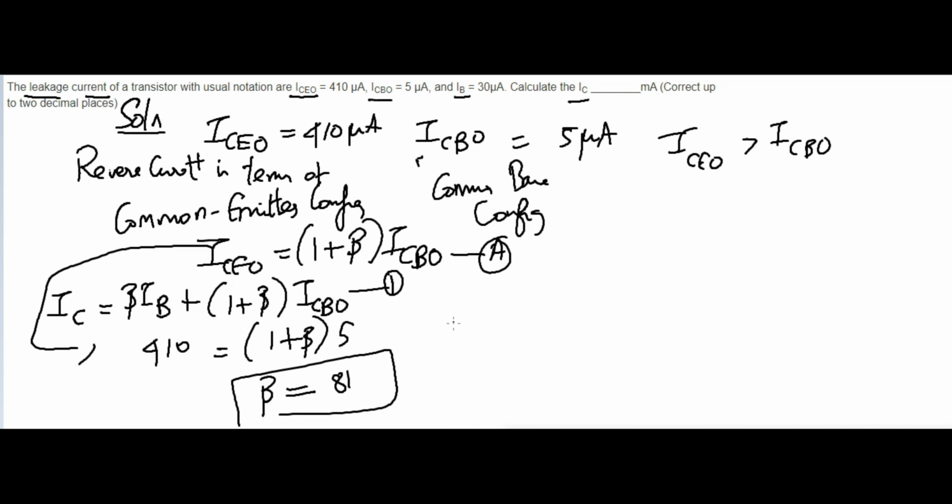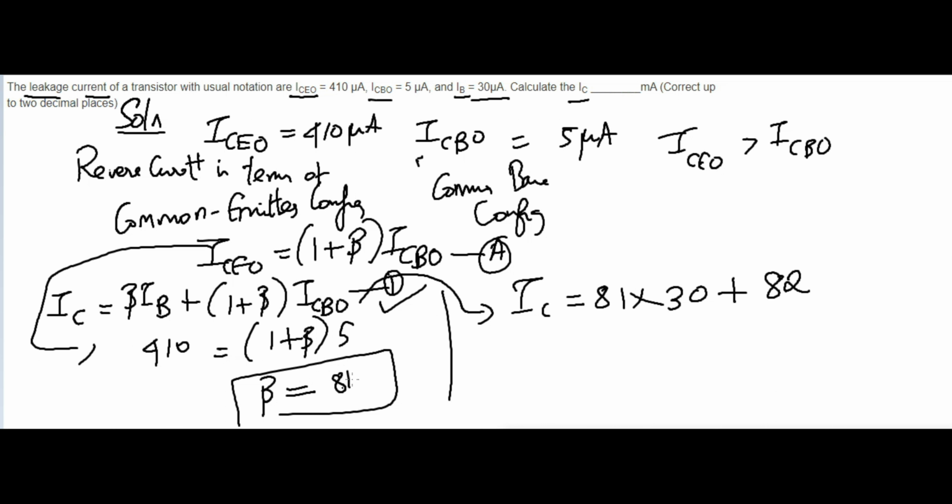Next, with the help of beta, you can get the next value. IC is equal to beta into IB, that is 81 into IB. IB they have given us as 30 μA, so I just write 30, no need of μ right now. Then plus (1 plus beta), and 1 plus beta is 81 plus 1, which is 82.